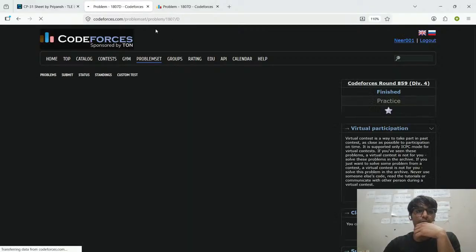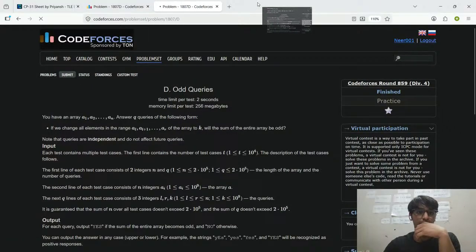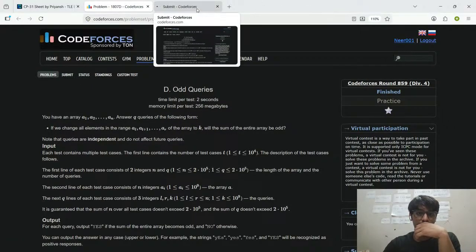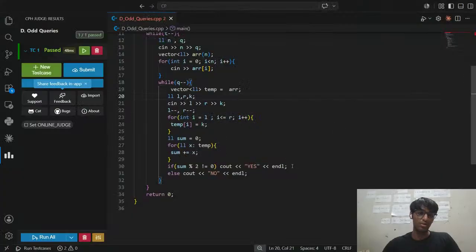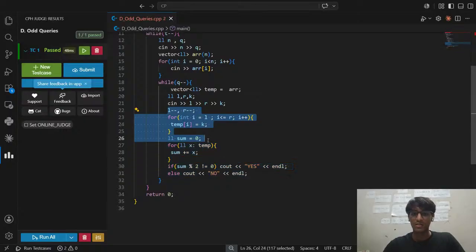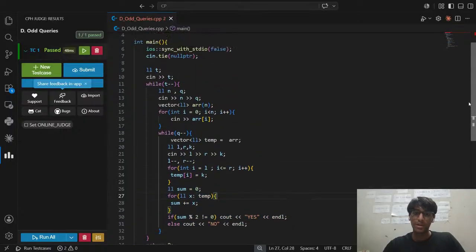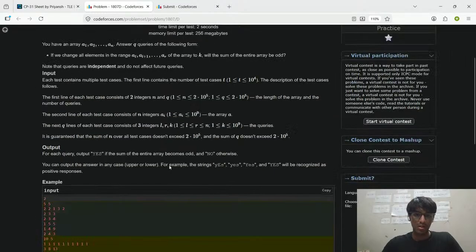The problem would have been very simple if there was no TLE, because I didn't really solve anything. I just brute forced my way. And even in the worst case, this complexity comes to be around big O of n cube. When you see the constraints, in the worst case R can be equal to n, and L can be equal to 1. So we take the entire array, right? So that's 10 to the power 5.